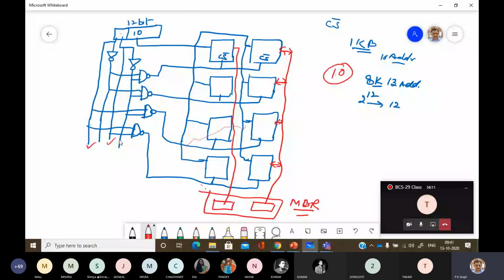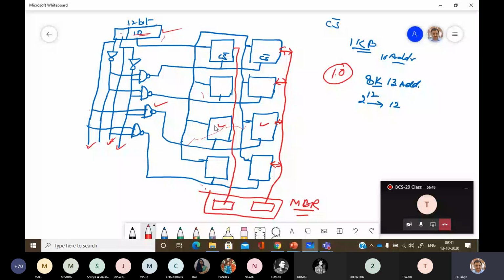It will generate 1 and 0. This is 0, so it will be 1. This will be 1. So it will select this line, meaning this chip as well as this chip are selected. Data written at that very location, as set by these 10 bits, will be retrieved. We will discuss how we perform read and write operations.